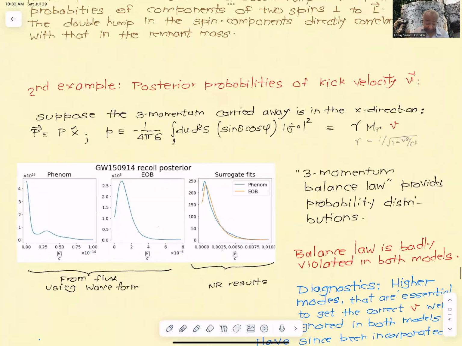So this is the second example. We can calculate how much three momentum is radiated away, and it is just this. And this three momentum radiated away is given by the Lorentz factor times the final mass, because this is the momentum imparted to the final mass, times the velocity of the remnant up here. So we can calculate the kick velocity by this formula. Take this thing and calculate the kick velocity.